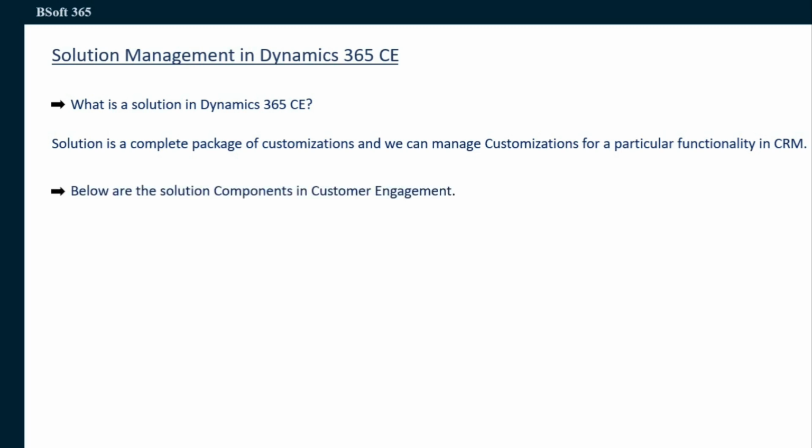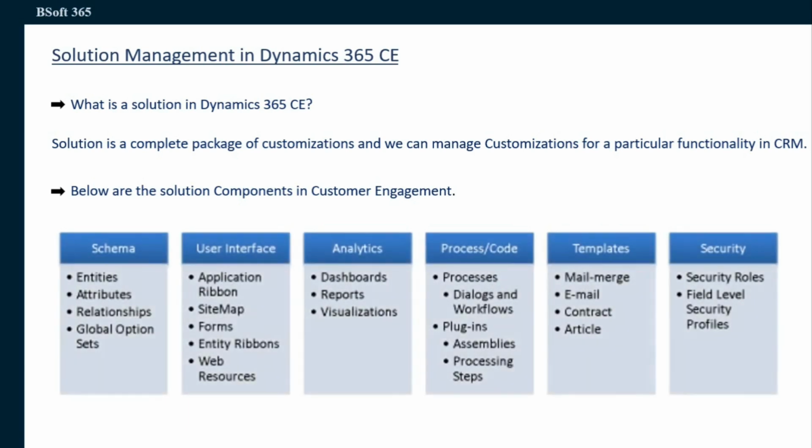So below are the solution components in Customer Engagement. We have schema, user interface, analytics, process, templates, and security. Under schema we have attributes, entities, and global option sets. Under user interface we have application ribbon, sitemaps, forms, entity ribbons, and web resources. So likewise we have all the components.